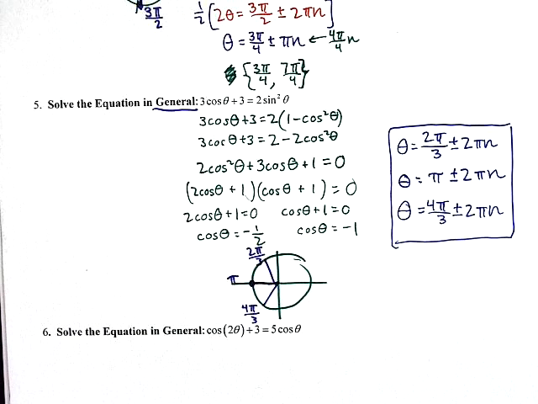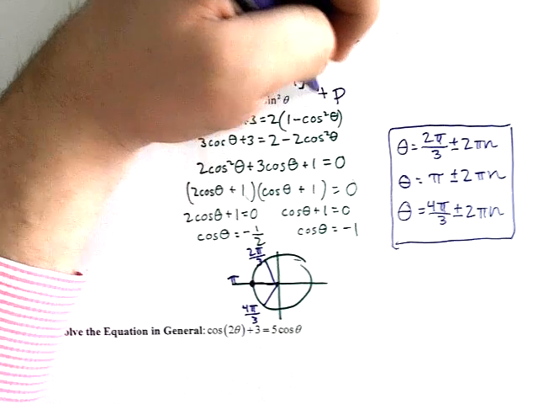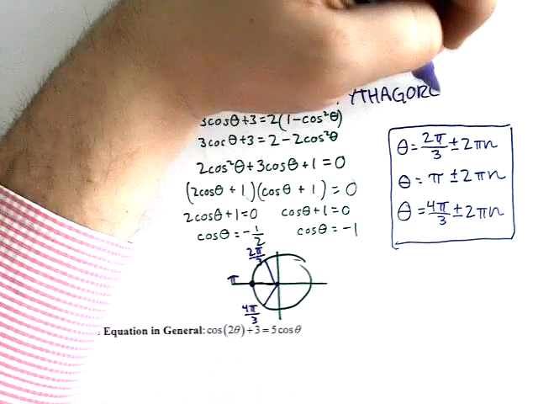All right, last one. Actually, let me write some notes here. So this one we used the Pythagorean identities.